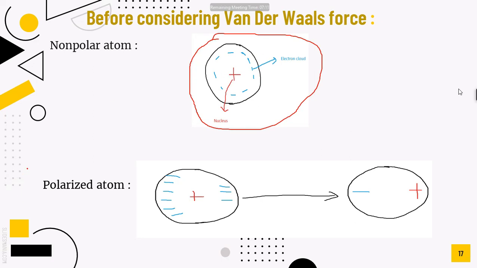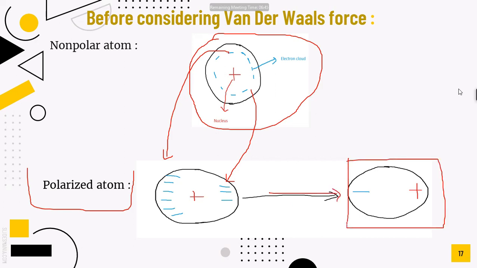But for the polarized atom, why do we have a polarized atom? Because we know that the electron is not stationary. It's constantly moving. At some time, this electron will come in here, and because the distribution is not equal, it becomes a polarized atom.